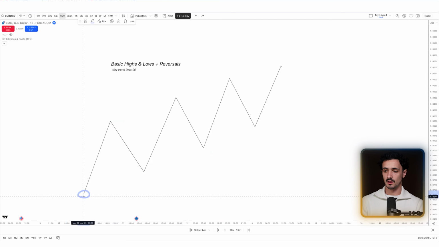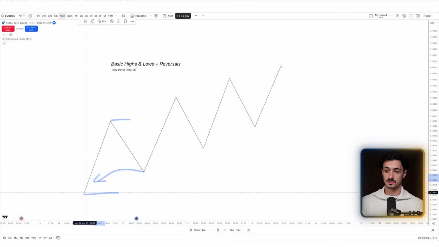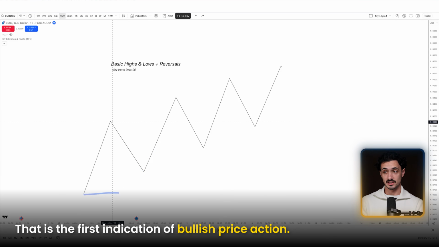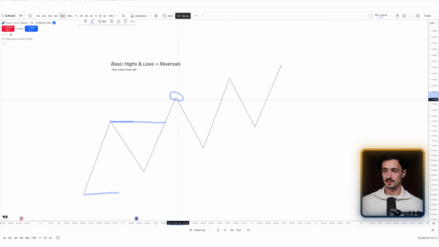So here we have a low and then we have a high. That is our baseline. Then from there, we come down and we put in this new low. We know it's the low because it's the point that price hits and then immediately starts reversing from. This creates a swing point. Now this swing point here is higher than this swing point here. That is the first indication of bullish price action. Then we have a break of structure and we have a higher high. This high right here is higher than the previous high. This is already your clear indication that we are indeed bullish.